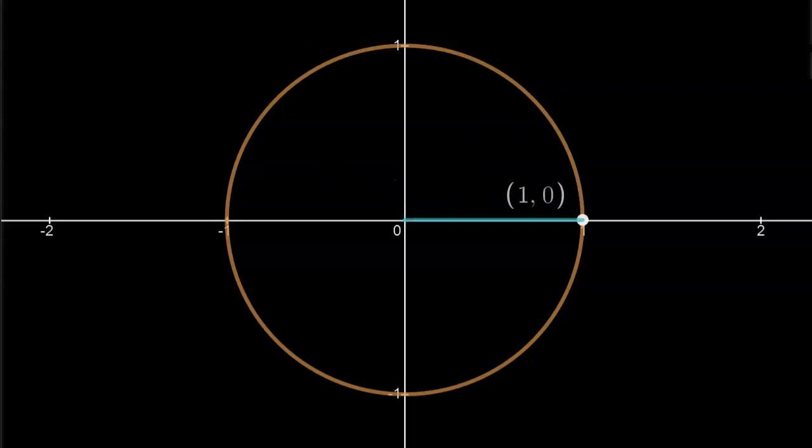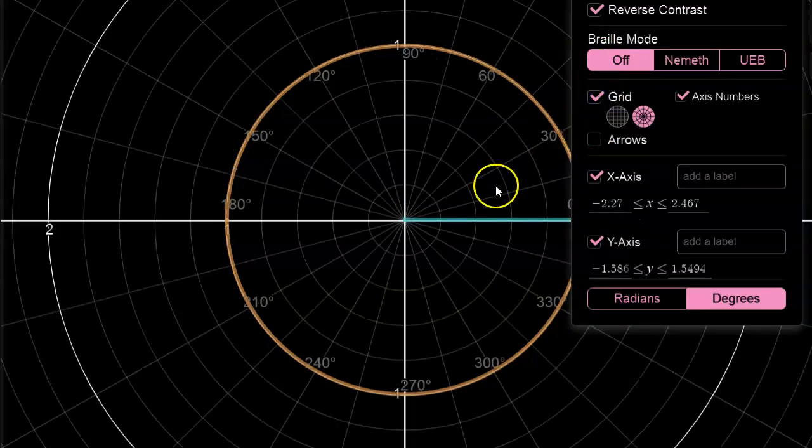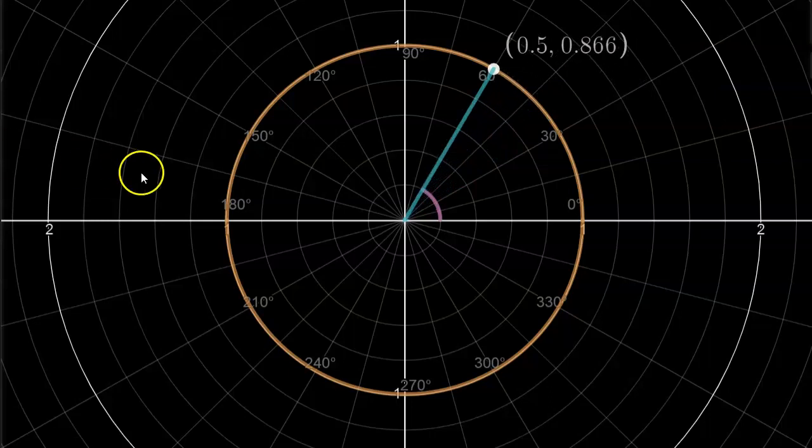What I'm going to do now is add a polar coordinate grid that will enable us to identify specific rotation angles. Okay, so for example, I can rotate the terminal arm counterclockwise until I hit 60 degrees. And at this point, I get the corresponding coordinates 0.5, 0.866.